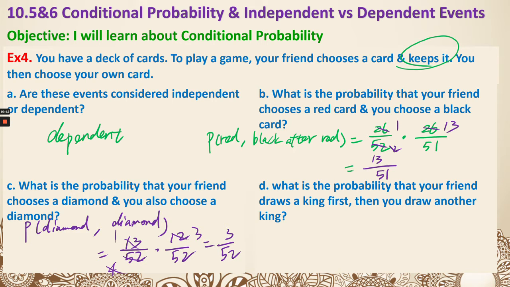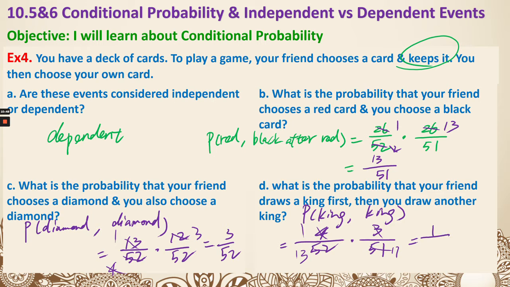Part D. What is the probability that your friend draws a king first? Probability of king first, then you also draw a king. 52 cards in the deck, but there are only 4 of them being king. And since somebody drew one and kept it, now it's going to be out of 51 because there's 1 card less. Since the king is already picked out, you actually have 3 kings left. So that becomes a 1, 13, that's 17. So the final probability is going to be 1 out of 221. That is example 4.